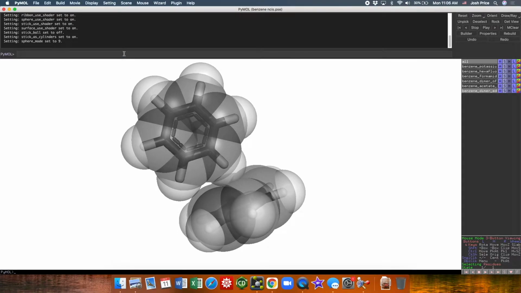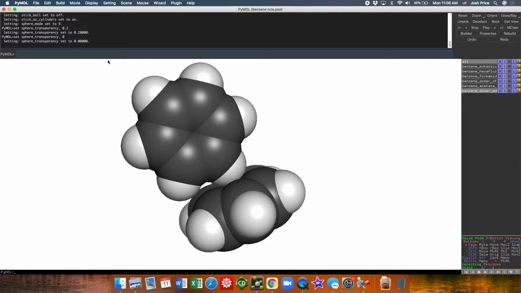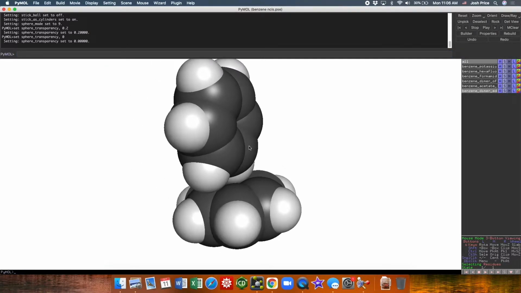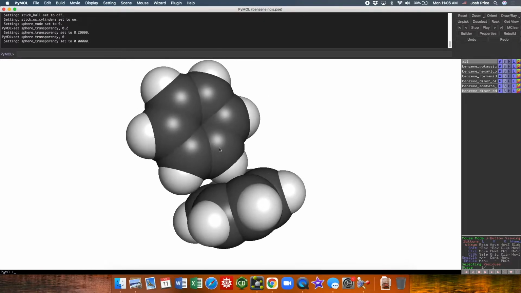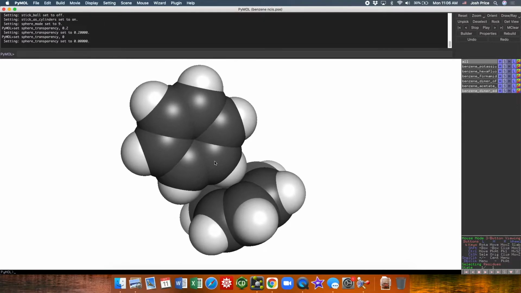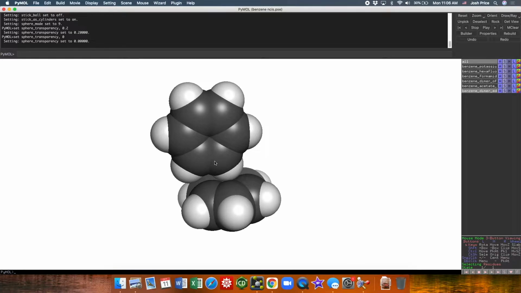Maybe I'll set sphere transparency a little darker. Yeah, I'll just make it 0 so that we can. All right, so you can see this is sort of what we have. If you go back to that electrostatic potential diagram, this is the electron-rich face of one ring, and then the electron-poor edge is packing right into that.